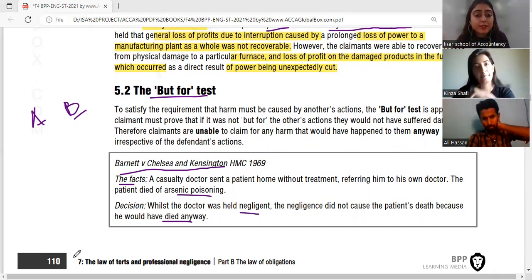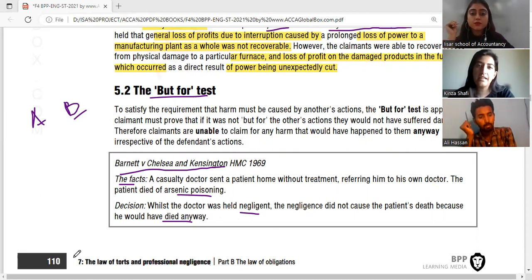Right. So now this is a different case where a doctor is being held responsible for sending his patient home, and the moment the patient reaches home, he dies of arsenic poisoning. The doctor just says, no, I just referred him to another doctor. I could not treat him, so I referred him. But the claimant's family, the family of the person who died of arsenic poisoning, sued the doctor. And they say that because of you it happened. Why didn't you pinpoint it? Why didn't you diagnose it?